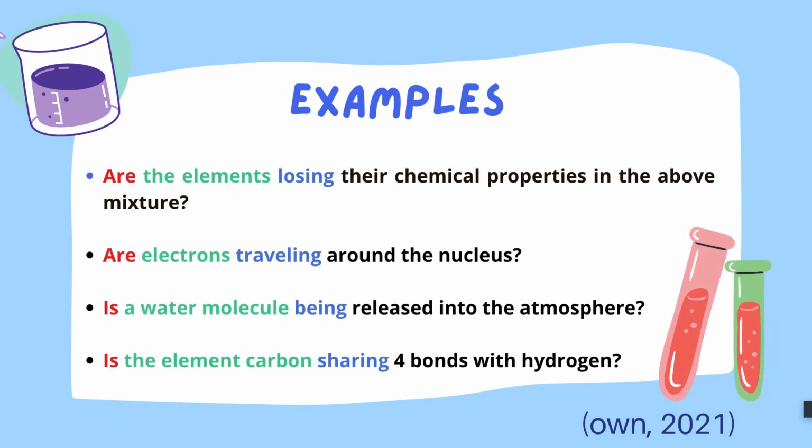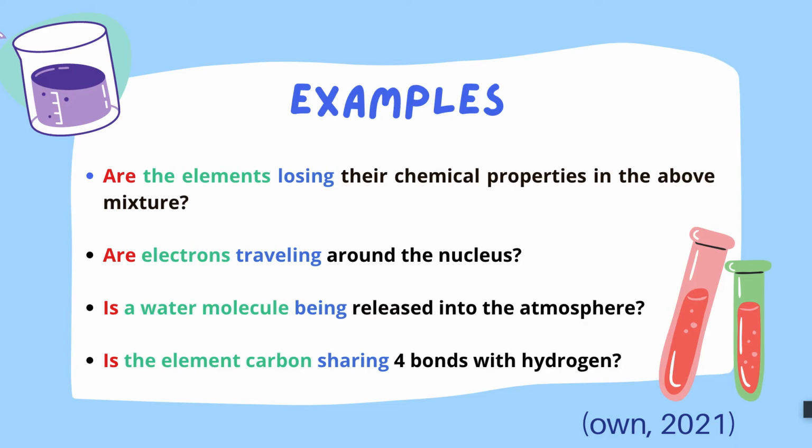Example 1. Are the elements losing their chemical properties in the above mixture? As you can see in this example, the structure has changed a bit from the affirmative and negative form we saw earlier, but the verb still complies with the conjugation rule. The verb lose follows the conjugation rule number 3.